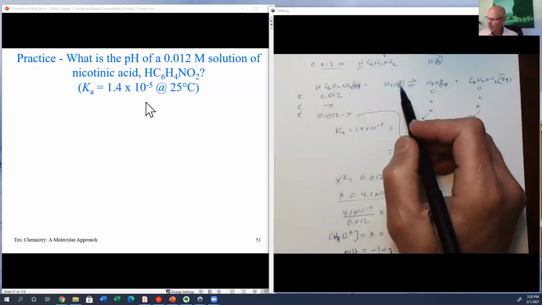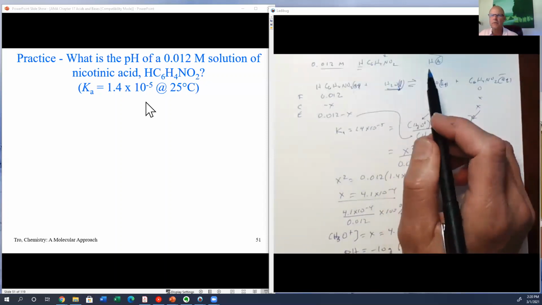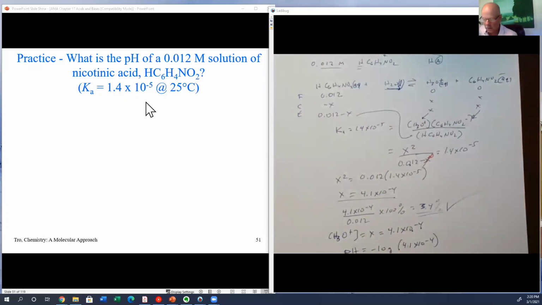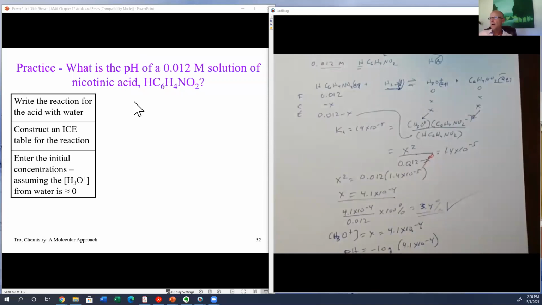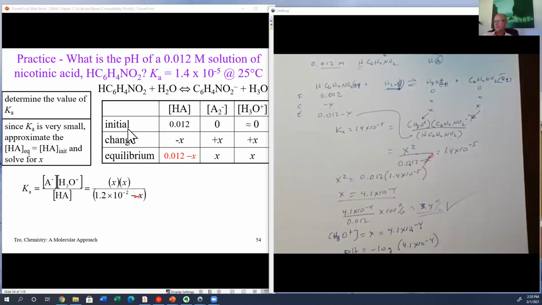Usually the equation will imply when it's a pure liquid, those aren't included. And whenever you see water, that's always going to be a pure liquid. Okay, very good. That's just the same thing I just worked out.